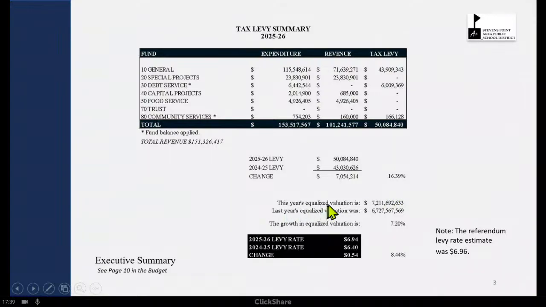This year's equalized valuation is $7.2 billion. That's a 7.2% increase. Now, the state average is 8%, so we actually are a little under the state average in equalized valuation increase. The 25-26 levy rate is $6.94. That's up 54 cents from last year, which is an 8.44% increase. Note that the referendum levy estimate was $6.96, so we're still a couple cents below that estimate.